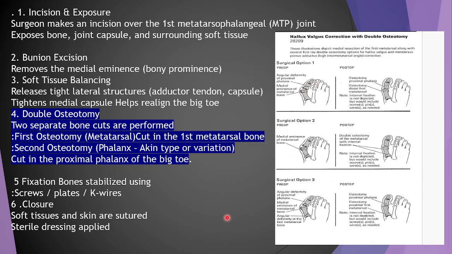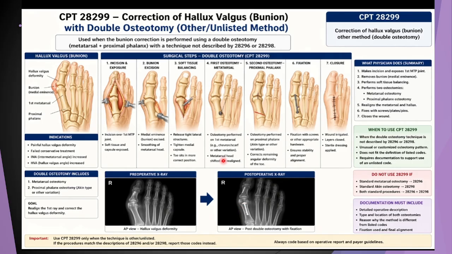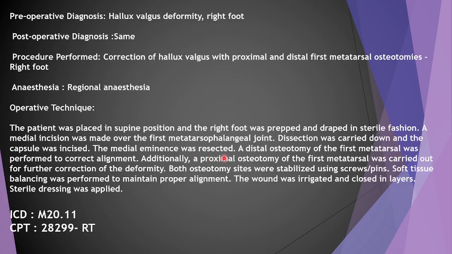Okay, simple. So here you can see the first incision and exposure of the bone and joint or capsule, and bunion excision, that is the bony prominences removed or shaved. Soft tissue balancing has been done. The first osteotomy has been done at the metatarsal, and the second osteotomy at the proximal phalanx, and the fixation has been done using screws and plates, and the closure has been done. That is 28299. Okay, we'll see one OP report for that.